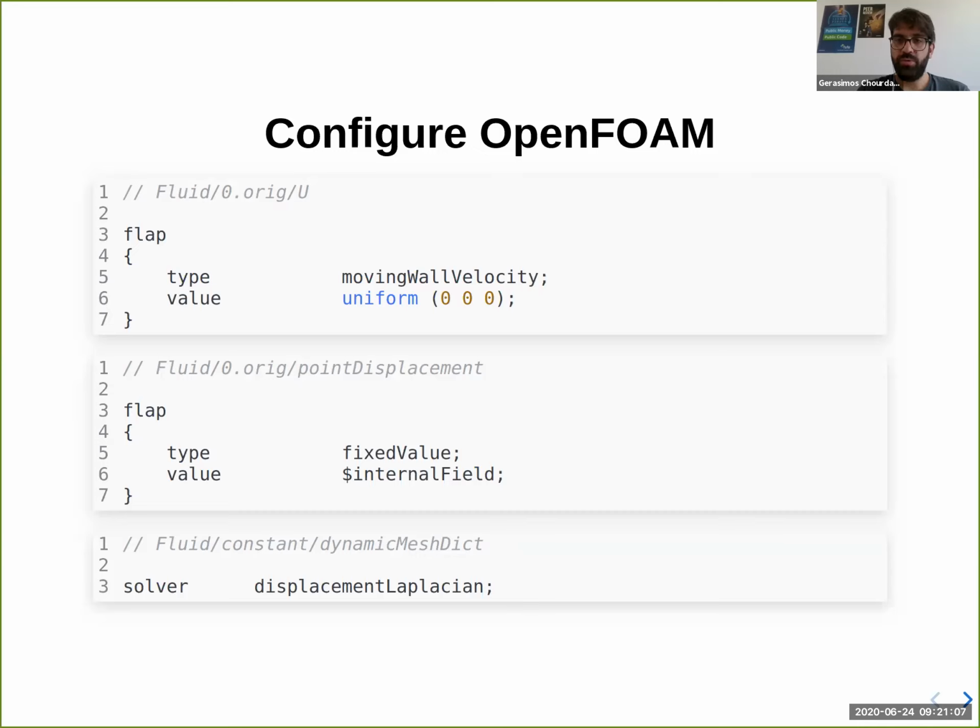Then, let's configure again OpenFOAM. This time we need to configure not the temperature, but the velocity of the flap. And this we need to set to a type moving wall velocity, again with an arbitrary value. And we need to set again a boundary condition type for the point displacement, as we are gonna read displacements from the other solver. And for the mesh motion, we are using displacement Laplacian.